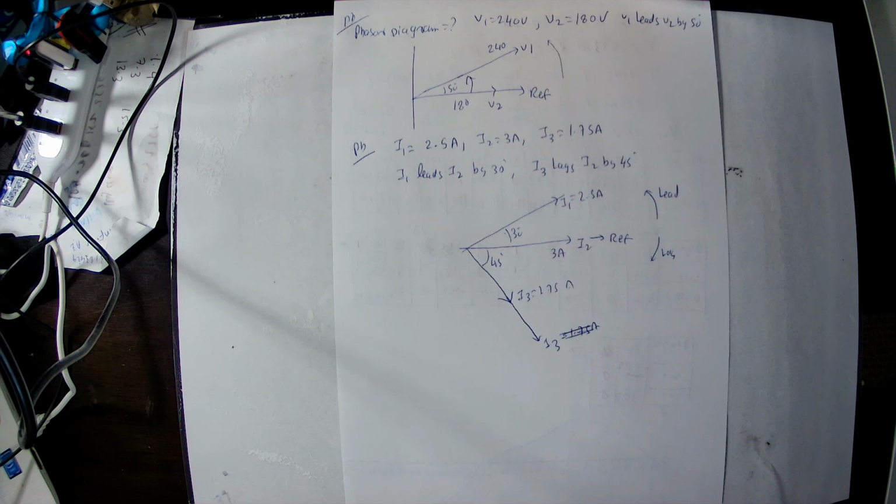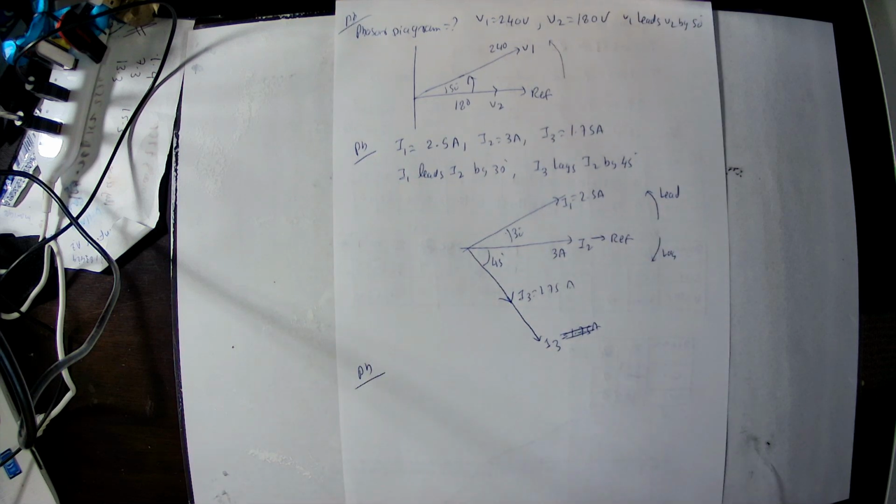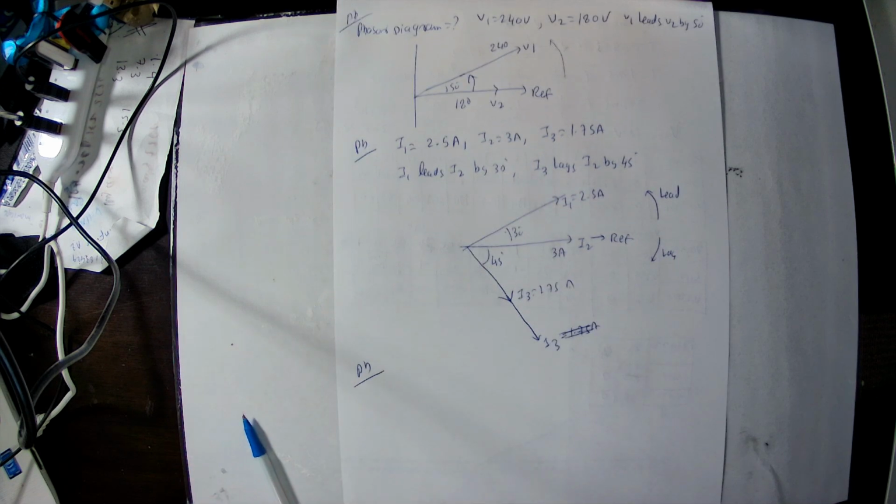Okay, the next problem. Here is the diagram. There are I1, I2, and I3, two vectors. So we can draw this one.